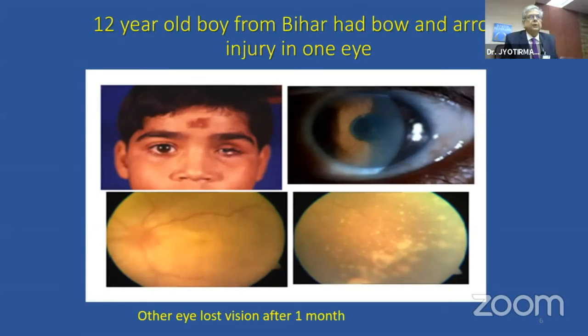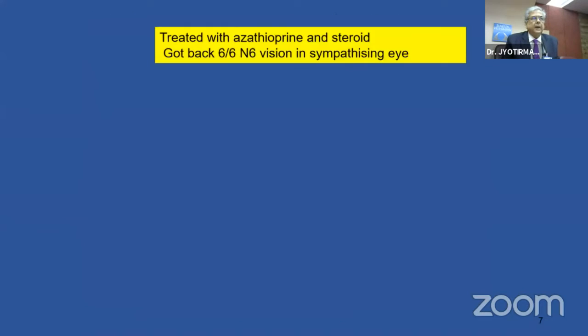This is a 12-year-old boy who had an injury from a bow and arrow in one eye. Then the patient lost vision in the other eye with disc edema, secondary retinal detachment, and Dalen-Fuchs nodules. The diagnosis was obviously sympathetic ophthalmia. I treated with azathioprine and steroid. The patient got his vision back.